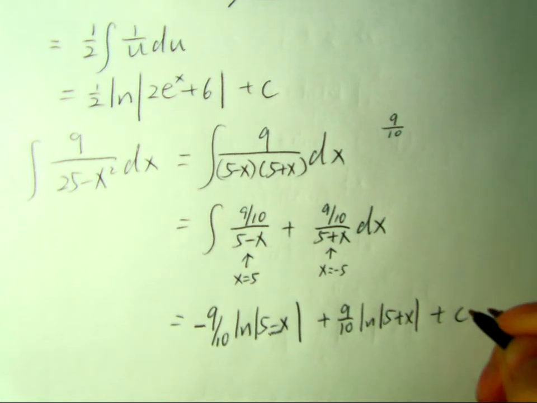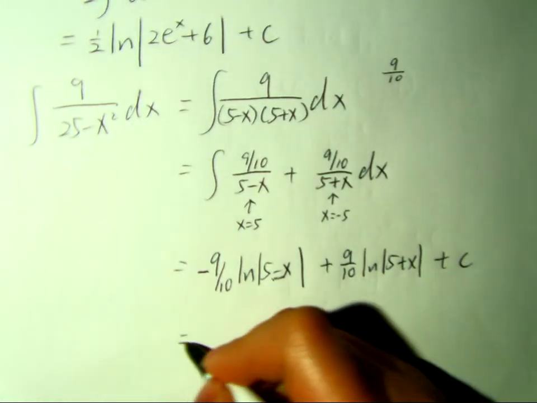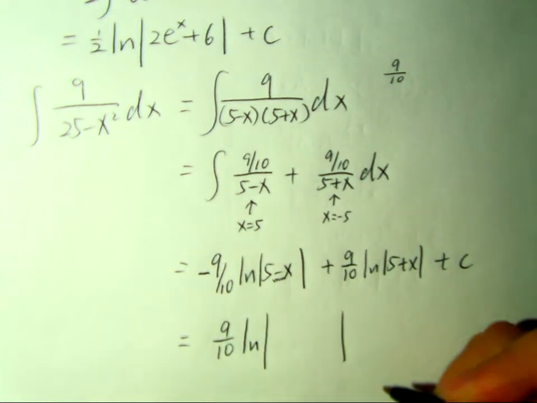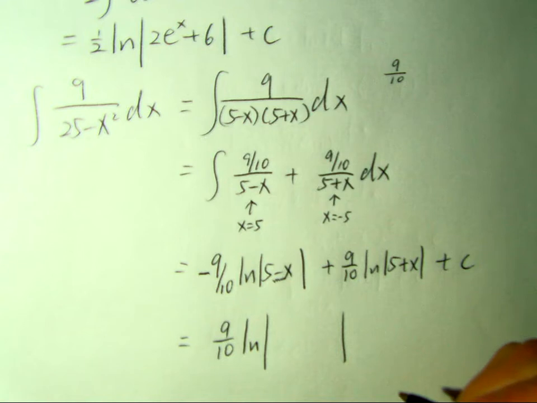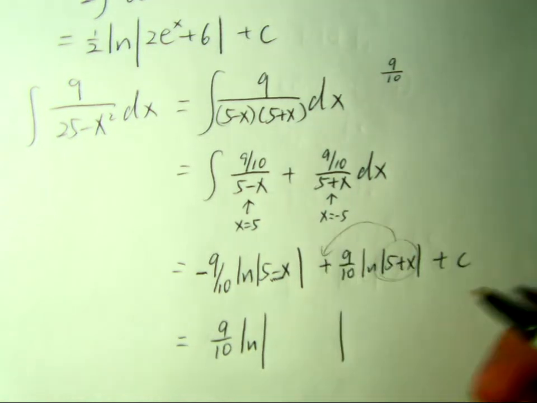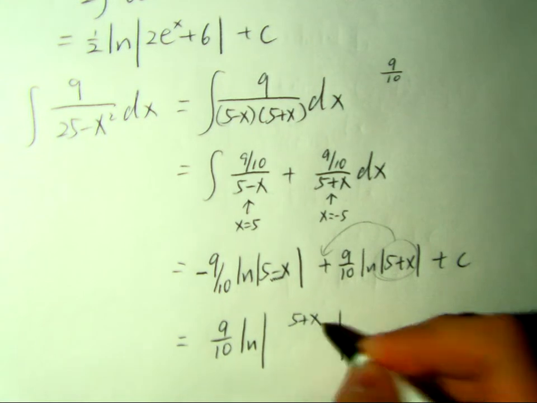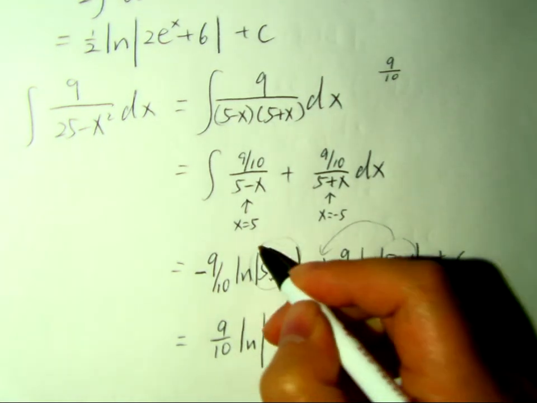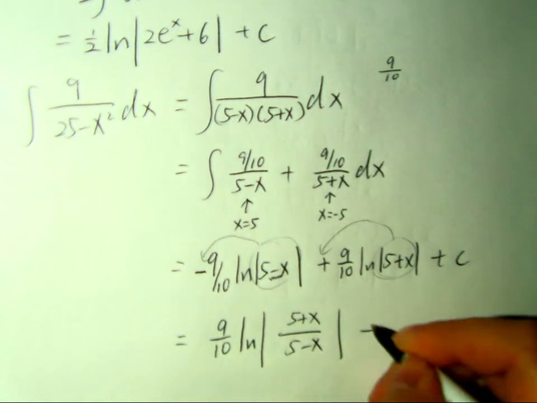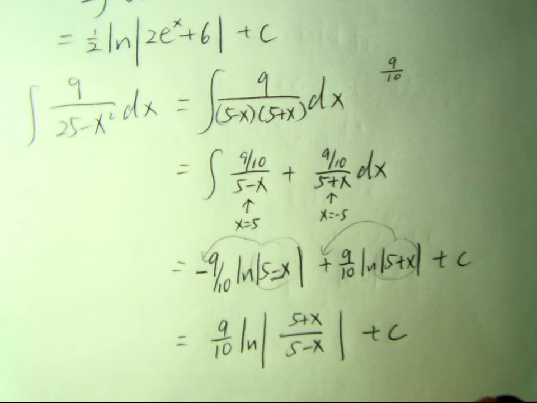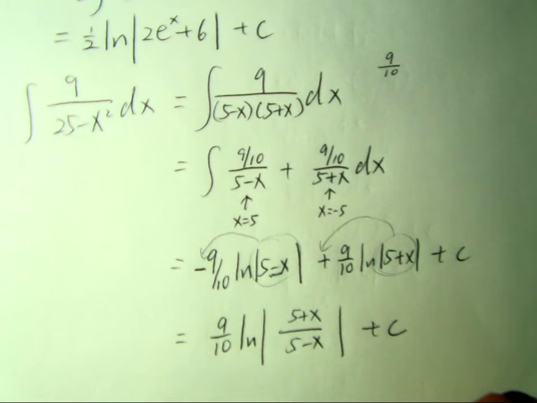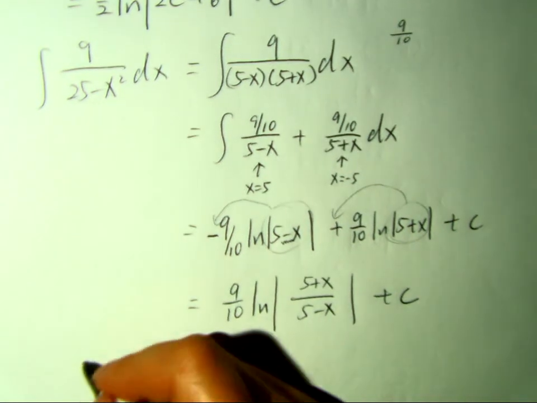And that's your answer. If you want to keep it simplified, you can do 9 over 10 natural log and rewrite this as a single natural log with a division. The term with a positive one is going to be on the top. The one with a negative sign will be on the bottom. And plus C. That's how you simplify. Okay, next.